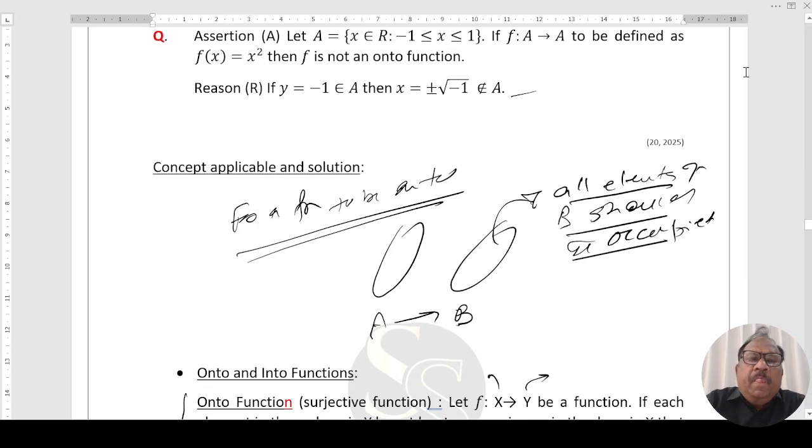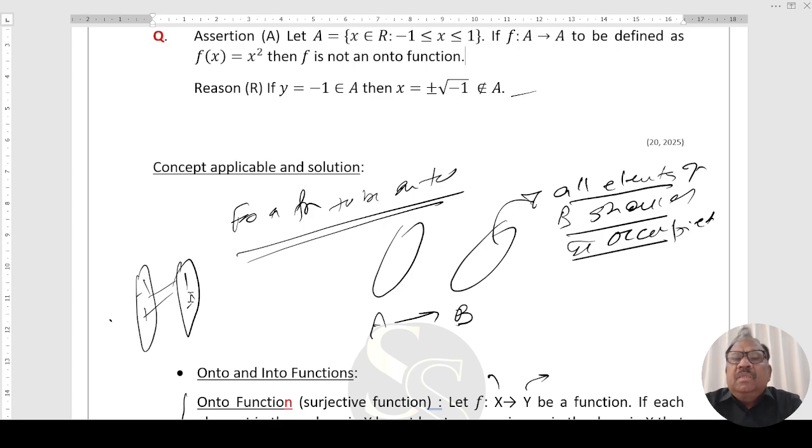This is y equal to x square. If we take -1, the answer is 1. If we take 1, the answer is 1. So -1 is not occupied. -1 is in A, but it is not obtained as an answer. It means it is not onto. This is true.